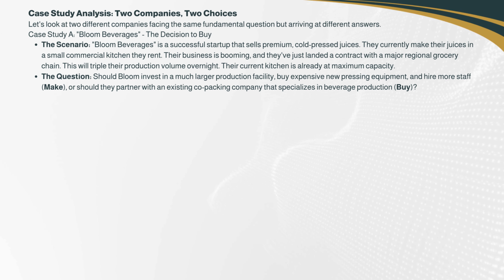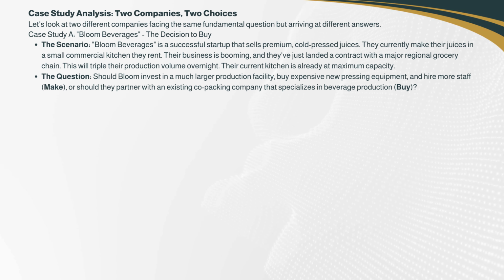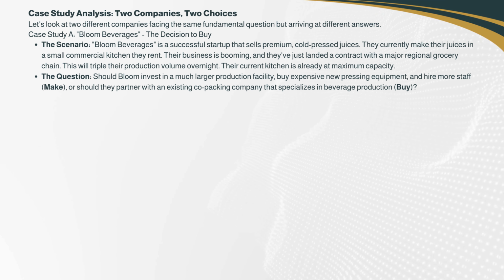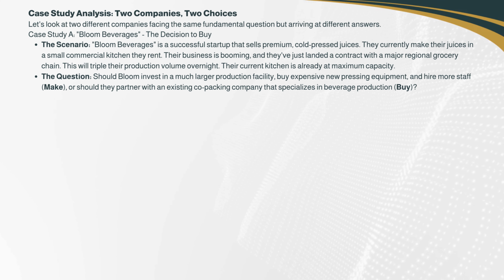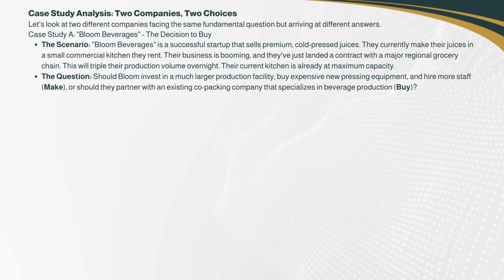The question: should Bloom invest in a much larger production facility, buy expensive new pressing equipment, and hire more staff, or should they partner with an existing co-packing company that specializes in beverage production, buy?